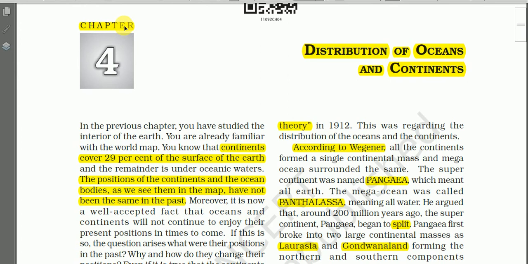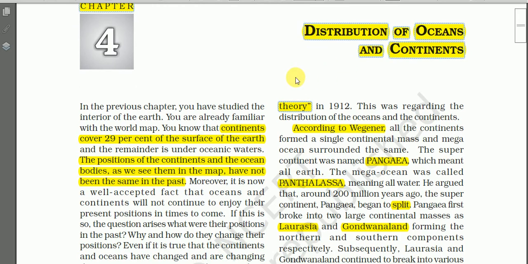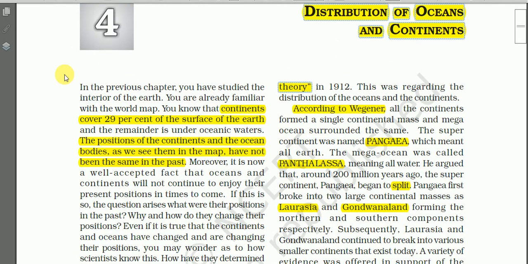Chapter 4 of your textbook, Fundamentals of Physical Geography. The name of this chapter is Distribution of Oceans and Continents. You have learned that continents cover 29% of the surface of the earth, and the remainder is under ocean waters.